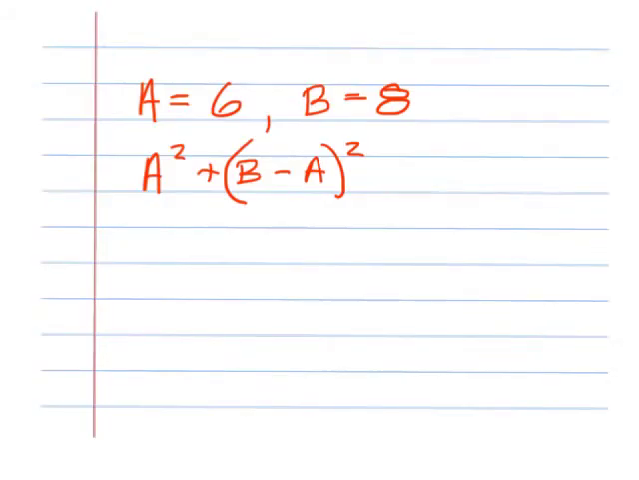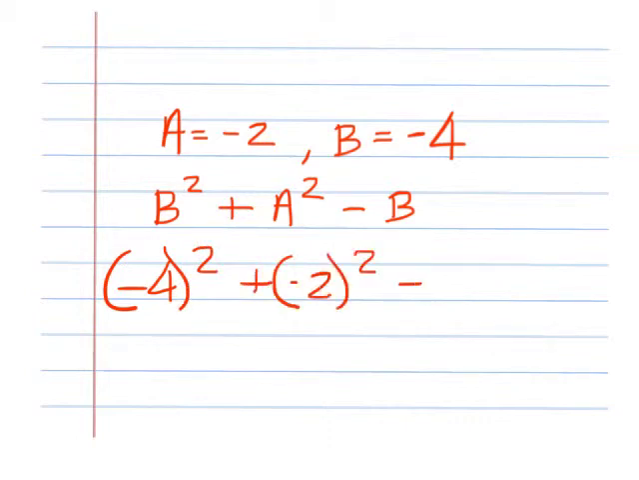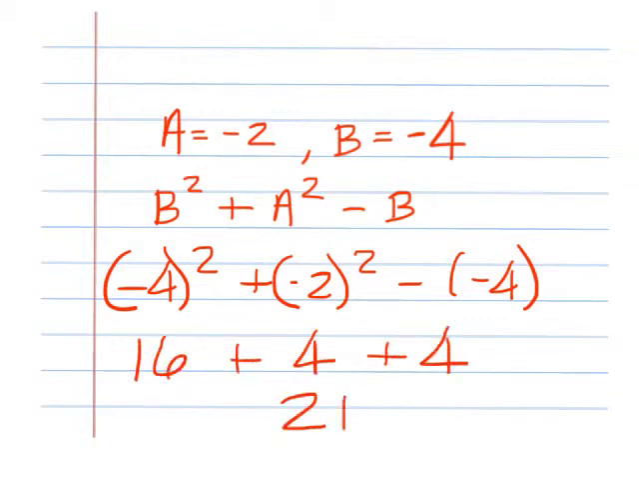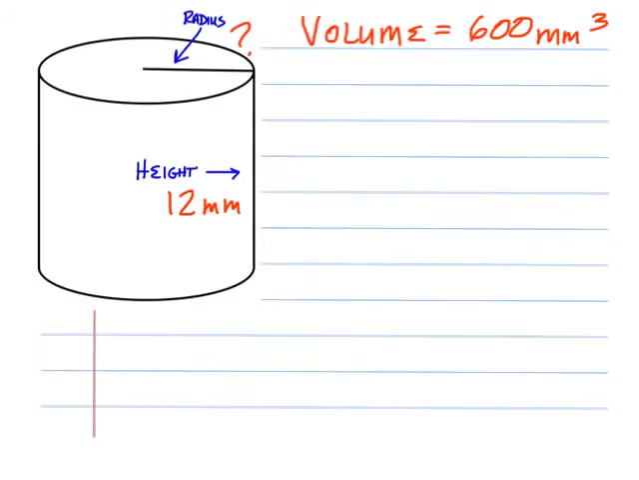Bonus 5. Because I forgot to square root it. Solution for this bonus problem should be 40. Bonus 6. The solution for this one should be negative 4 squared plus negative 2 squared minus a negative 4. 16, 4, and 4 should be 24.